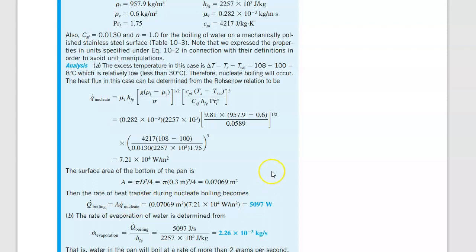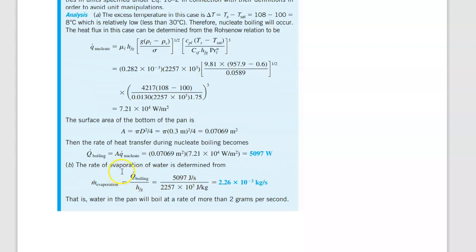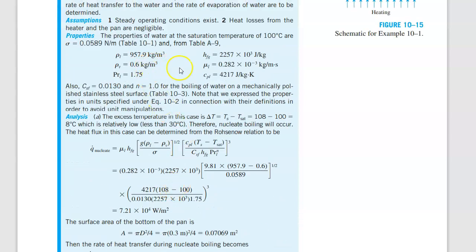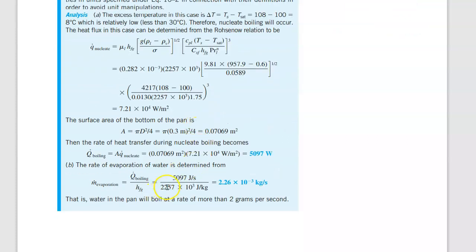That's the answer. And rate of evaporation of water, which is equal to m dot equal to Q boiling over HFG. HFG is over there, HFG, fluid liquid. Then we got 2.26 times 10 to the power of minus 3.